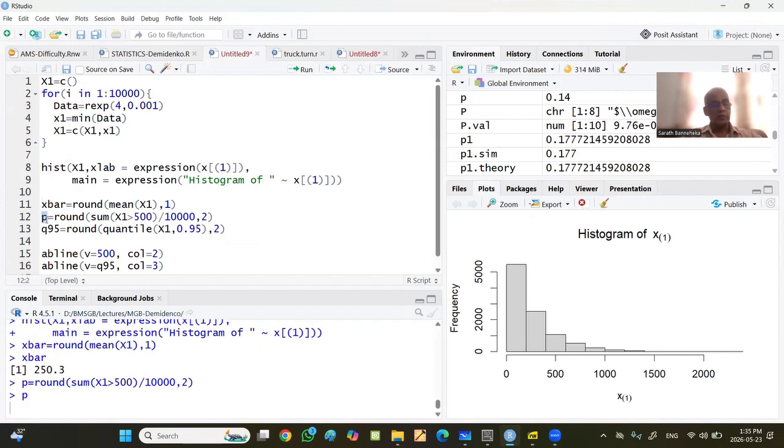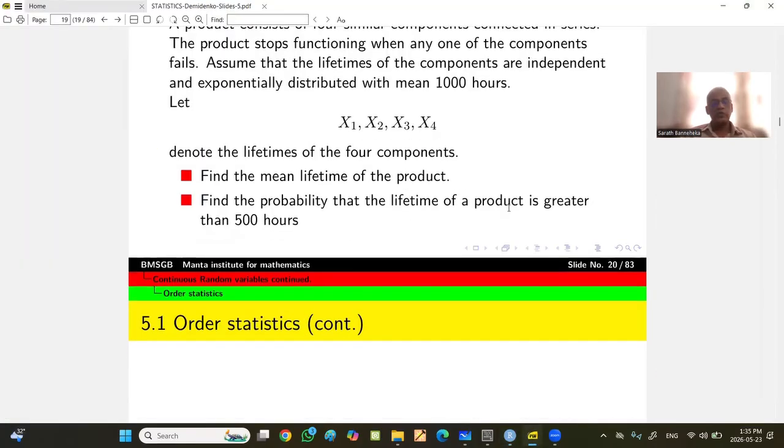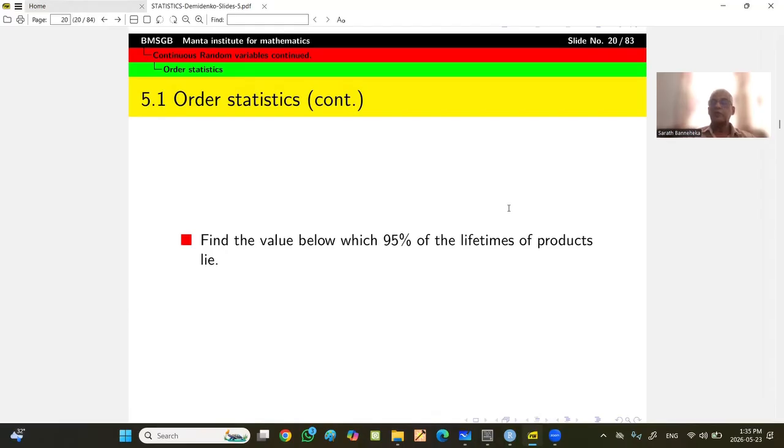So my P will be 0.14, right? So only roughly 14% of the products will have lifetime more than 500 hours. Average lifetime will be 250.3 hours. So the next question: what is the value below which 95% of the lifetimes of these products will lie?